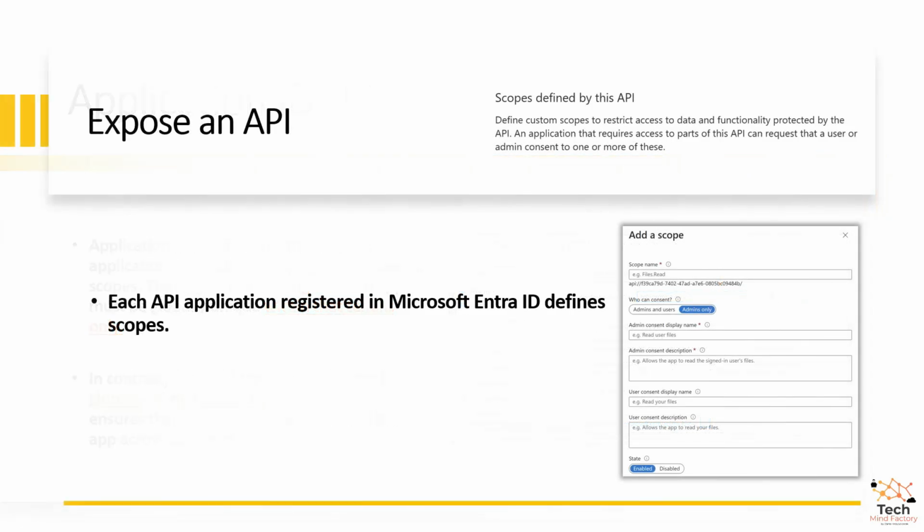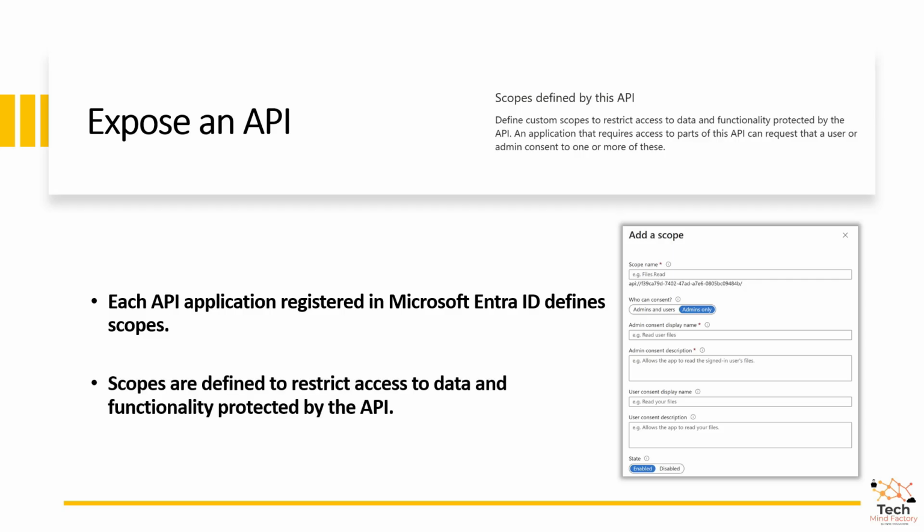All right. So now moving forward, let's discuss the Expose an API section. Each API application registered in Microsoft Entra ID defines scopes. On the right side, we can see how we can define and add a new scope. It can be, for instance, a file read, which means that the application will gain access to read the files owned by the user. So we can define different kinds of scopes actually.